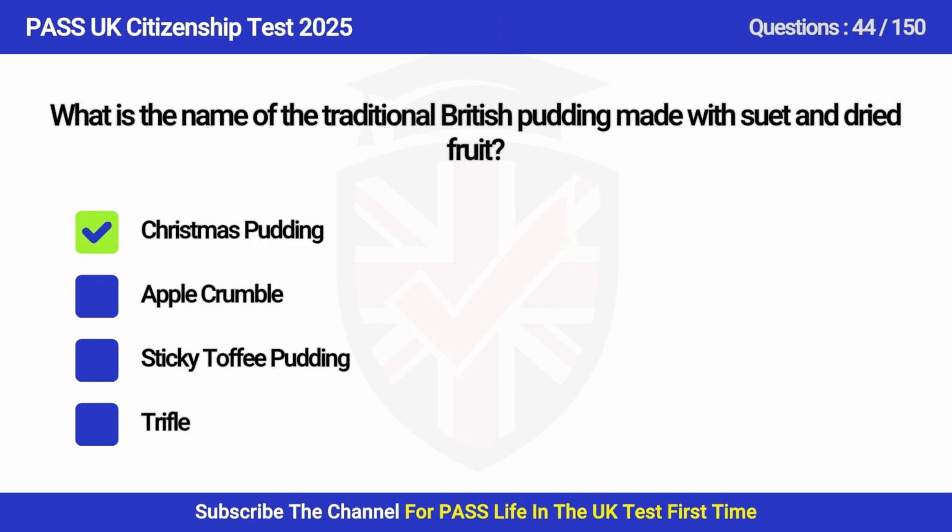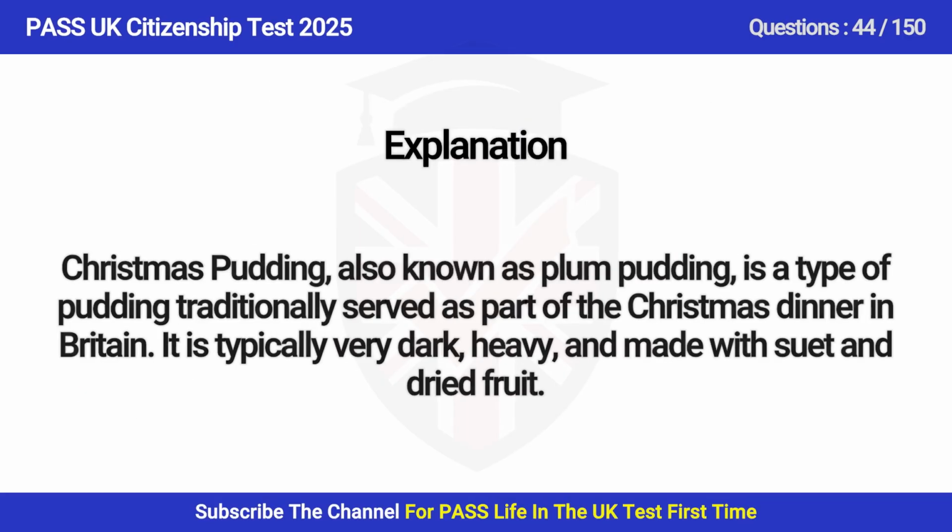Answer is A. Christmas pudding. Christmas pudding, also known as plum pudding, is a type of pudding traditionally served as part of the Christmas dinner in Britain. It is typically very dark, heavy, and made with suet and dried fruit.